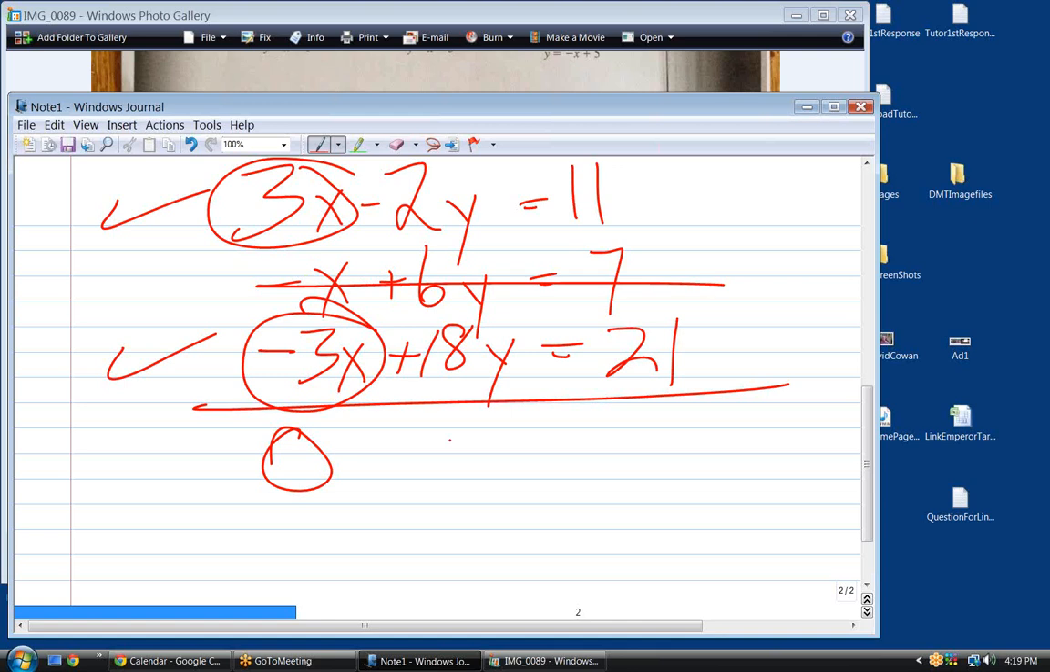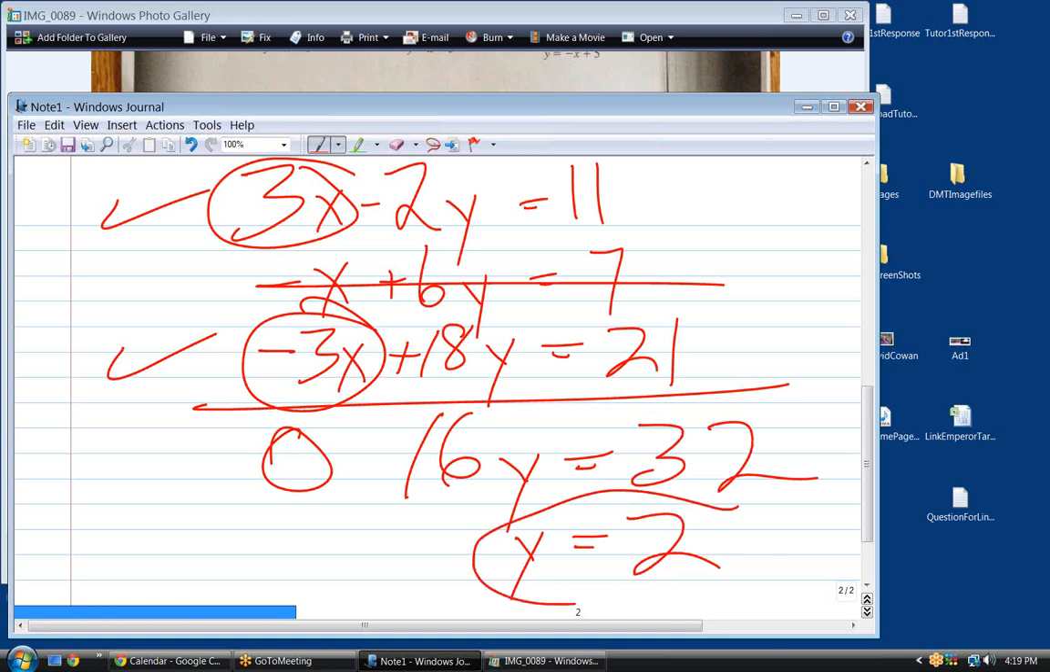Now what do I get when I add the y's? 18 minus 2. Oh, sorry, 16y. I got to add the numbers. That's 32. Now I can solve it. Y equals 2.